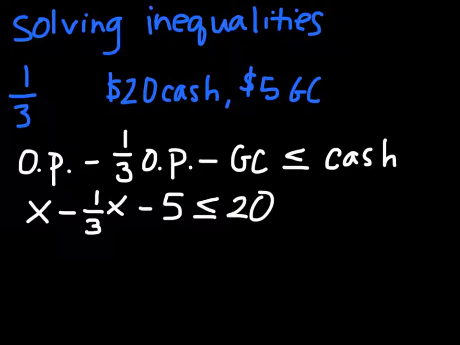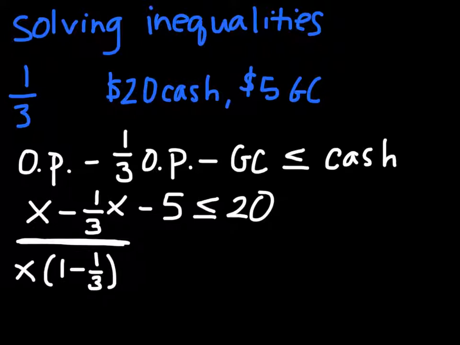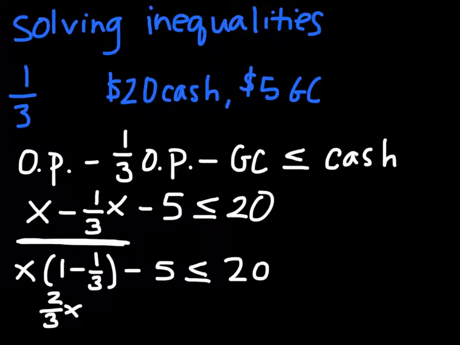All right, now let's do what we can to solve for X. Okay, we can rewrite this portion of our equation as X times 1 minus 1/3. Just use distributive property to show that in a more simplified way. Minus 5 less than or equal to 20. Next, we need to simplify. 1 minus 1/3 gives us 2/3, so we have 2/3 X minus 5 is less than or equal to 20.